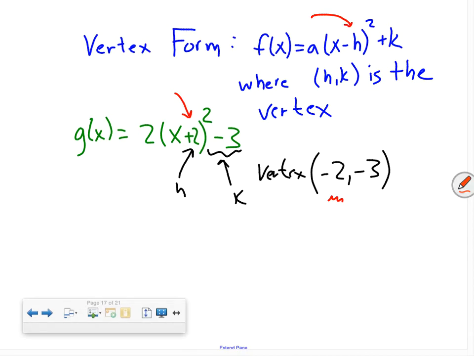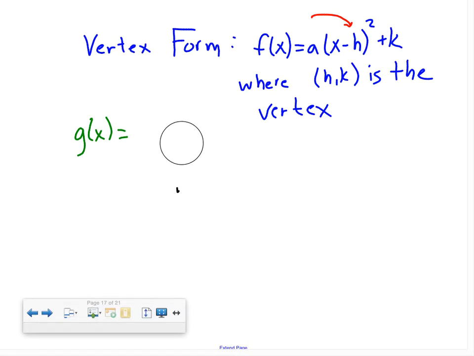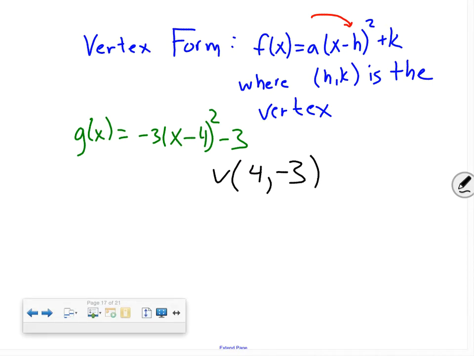Let's try another one. Let's say g of x was equal to -3 times (x minus 4) squared minus 3. The vertex of this function would be at (4, -3). Again, the value for y matches the k, and the value for x is essentially h, and it's the opposite sign of what you see in the generalized form.